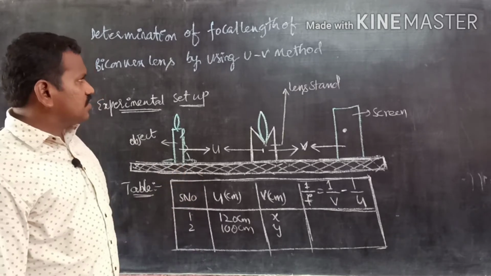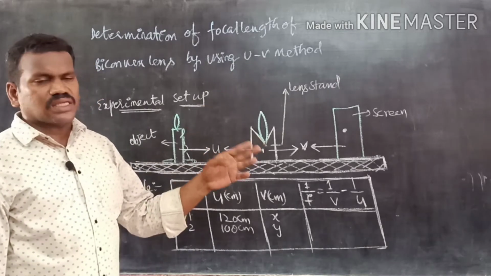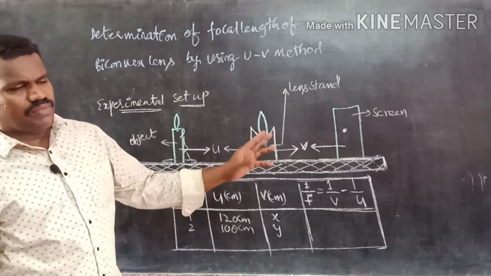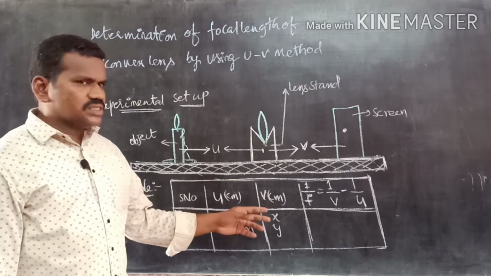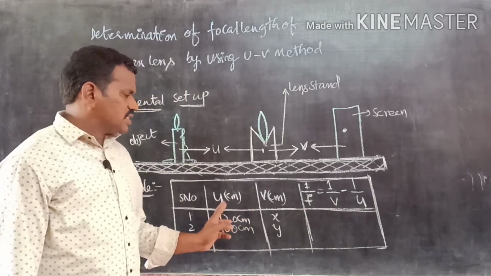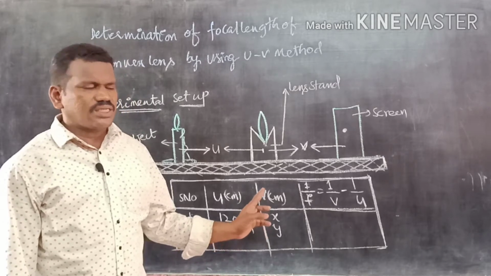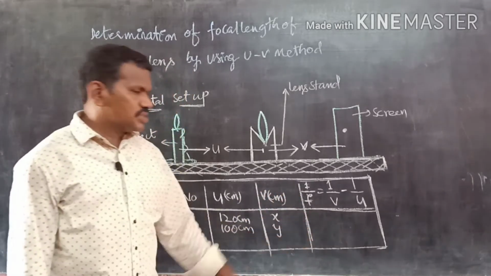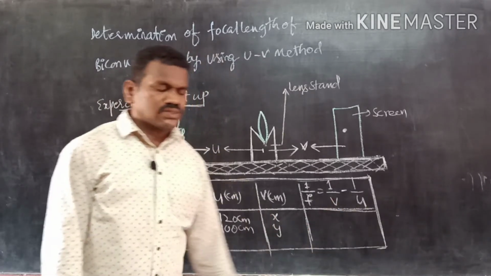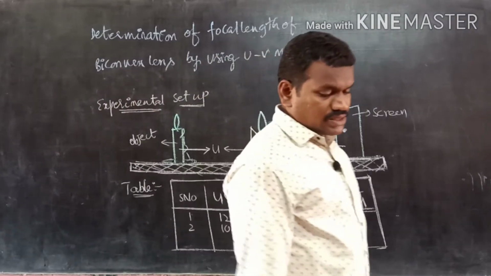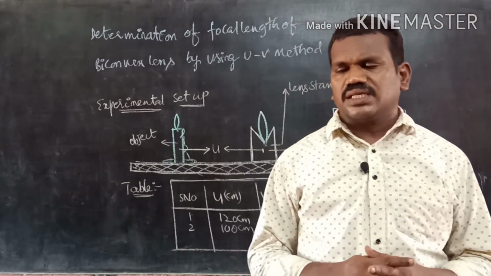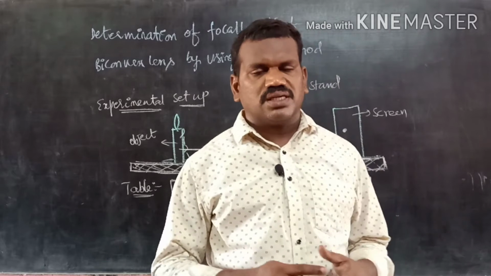So from this activity we can find the focal length of a given biconvex lens by using the UV method. The UV method is nothing but: U stands for object distance, V stands for image distance. By substituting the values in 1 by f is equal to 1 by v minus 1 by u, we can calculate the focal length of a given biconvex lens.